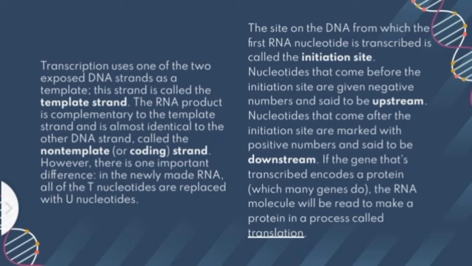The site on the DNA from which the first RNA nucleotide is transcribed is called the initiation site. Nucleotides that come before the initiation site are given negative numbers and said to be upstream. Nucleotides that come after the initiation site are marked with positive numbers and said to be downstream. If the gene that is transcribed encodes a protein, which many genes do, the RNA molecule will be read to make a protein in a process called translation.